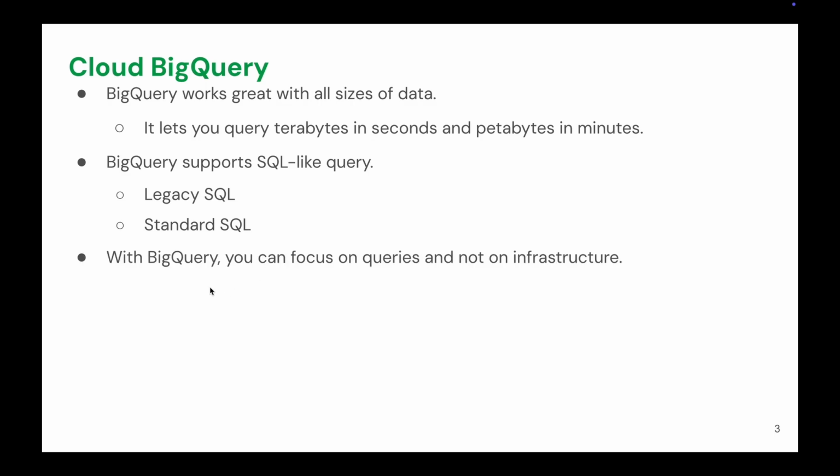And the next one is with BigQuery, you can focus on writing quality SQL queries and not on the infrastructure. I know this point is kind of repetitive, but this is what you should be very comfortable with, writing SQL queries. As a data analyst, a data engineer, or an ML engineer, working with Cloud BigQuery is all about writing quality SQL queries and not about provisioning or managing the infrastructure.